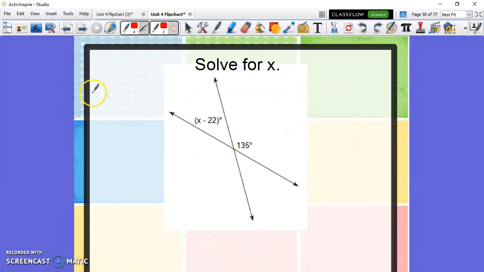Alright, this one is a little different. Solve for x. These are not vertical pairs. But we said these two pairs form a supplementary angle relationship. So we know whatever it is, it's going to be equal to 180. So we know that x minus 22 plus 135 is going to equal 180.